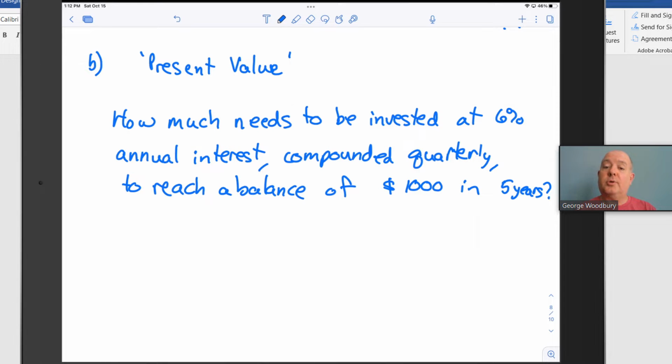Hi, I'm George Woodbury from College of the Sequoias in Visalia, California, and in this video, we're going to go over how to use the compound interest formula to find present value.